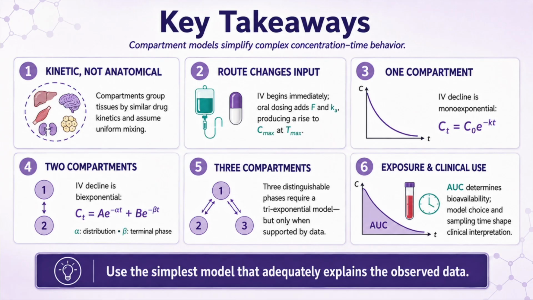A three-compartment model adds another distinguishable kinetic phase, but should be used only when supported by the data. Finally, AUC allows us to evaluate systemic exposure and bioavailability, while appropriate model selection and sampling time are essential for correct clinical interpretation. The central principle is simple: use the simplest model that adequately explains the observed data.